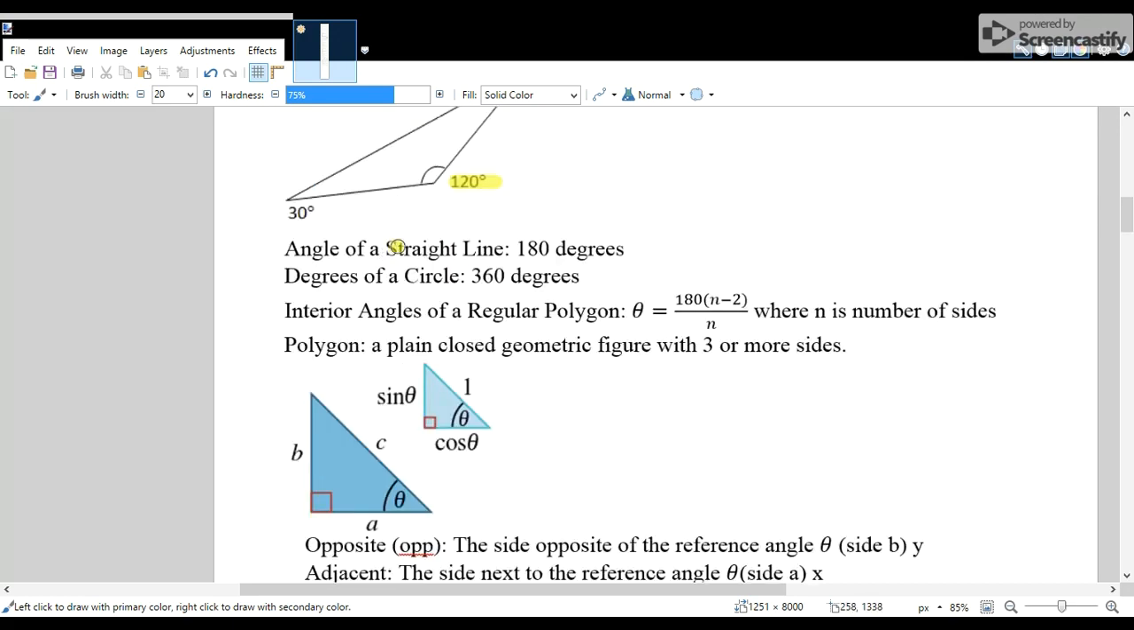The angle of a straight line is 180 degrees. The degrees of a circle is 360 degrees. The interior angle of a regular polygon is theta equals 180 times n minus 2, all over n, where n is the number of sides. A polygon is a plane closed geometric figure with 3 or more sides.